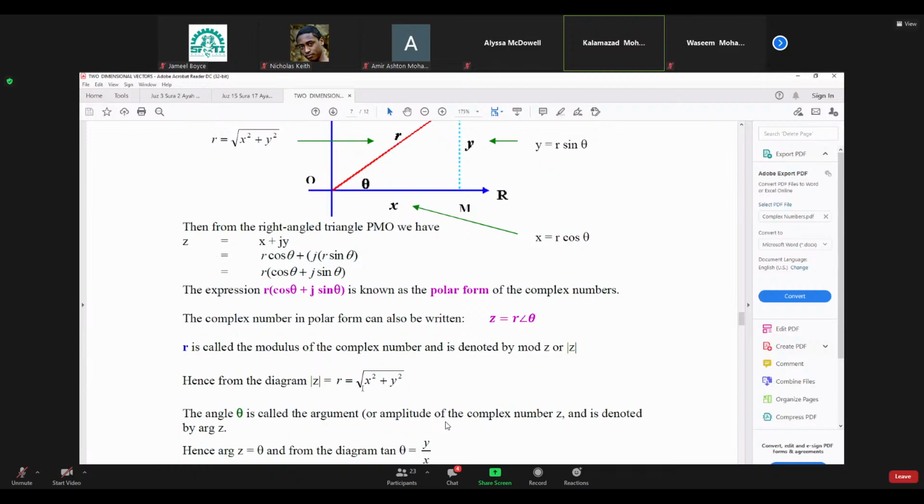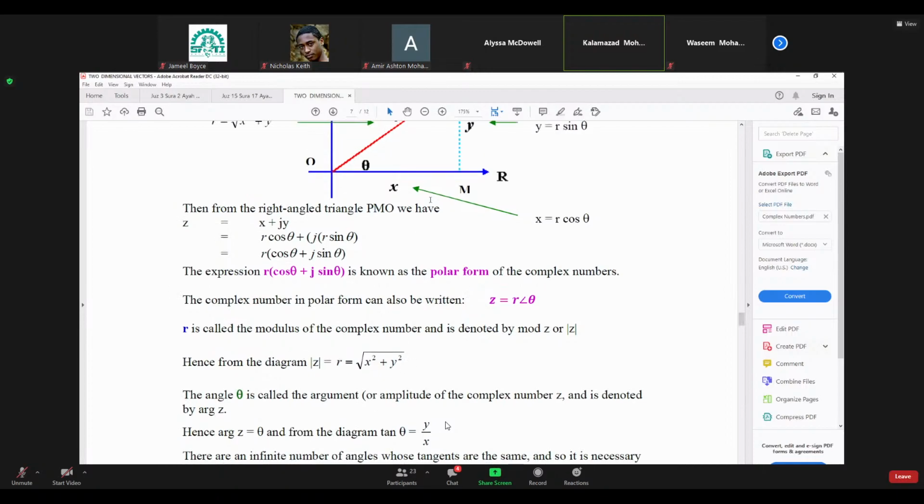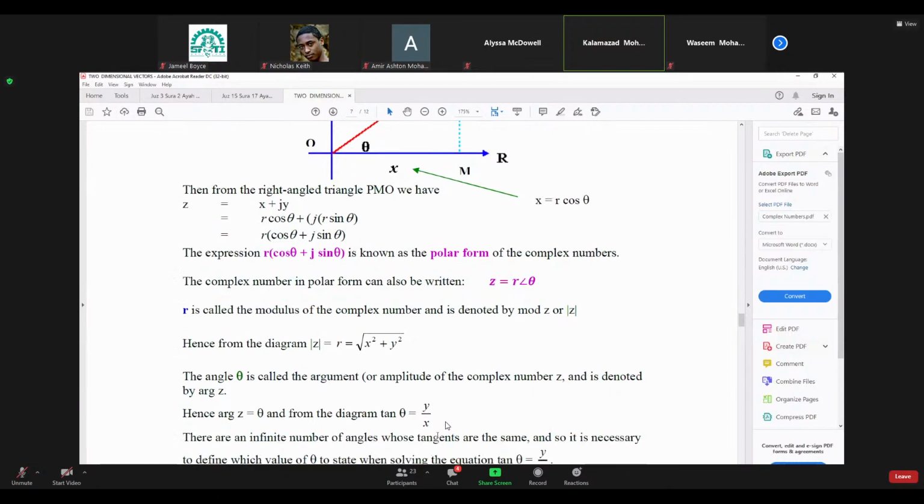R is called the modulus of the complex number, and it's noted by two straight lines. And from the diagram, hence, the modulus r is, by Pythagoras, the square root of x squared plus y squared. The angle theta is called the argument or amplitude of the complex number Z, and is denoted by arg Z. And from the diagram, tan theta is opposite over adjacent. So to find this angle theta, we're going to use y over x.